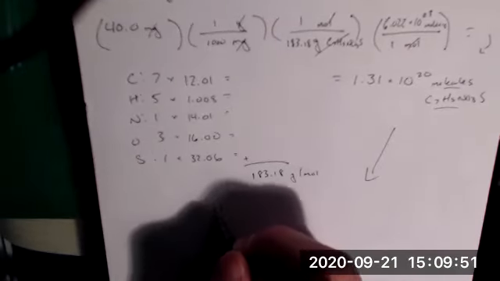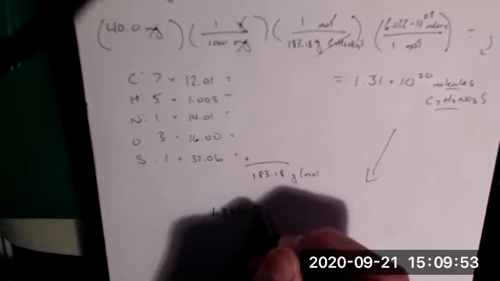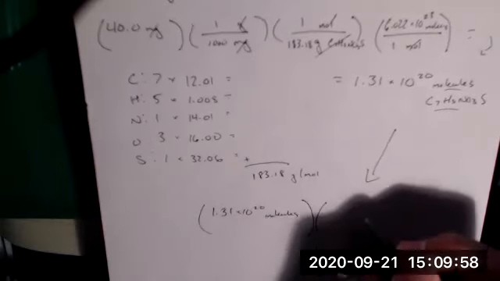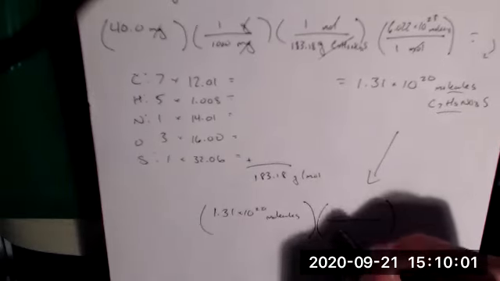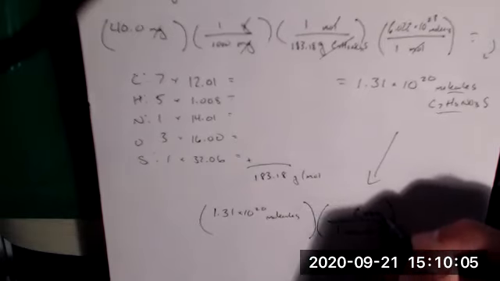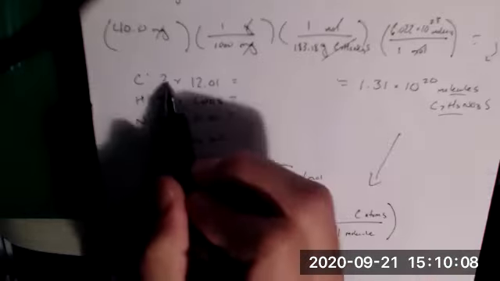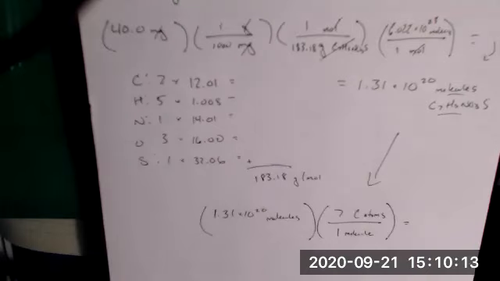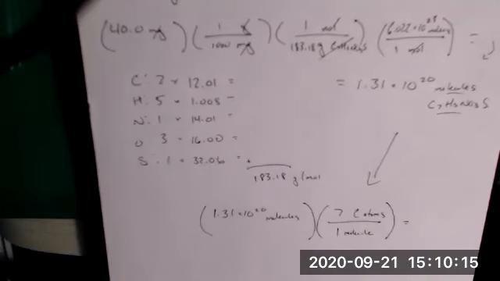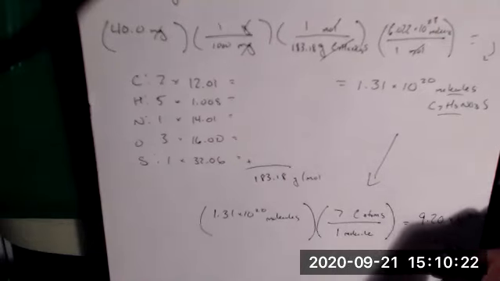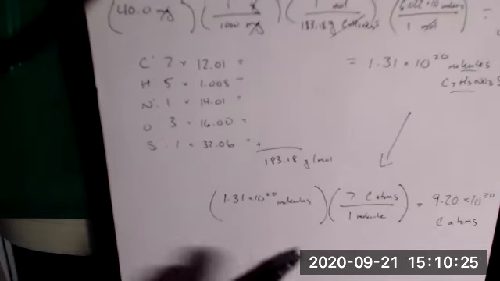I have 1.31 times 10 to the 20th molecules, and now I just have to come up with one new conversion factor. For every 1 molecule, how many carbon atoms do I have? Well, we already did that, right here: 7 carbon atoms. So I multiply that answer by 7 to get my final answer, which is 9.20 times 10 to the 20th carbon atoms in 40 milligrams of saccharin.